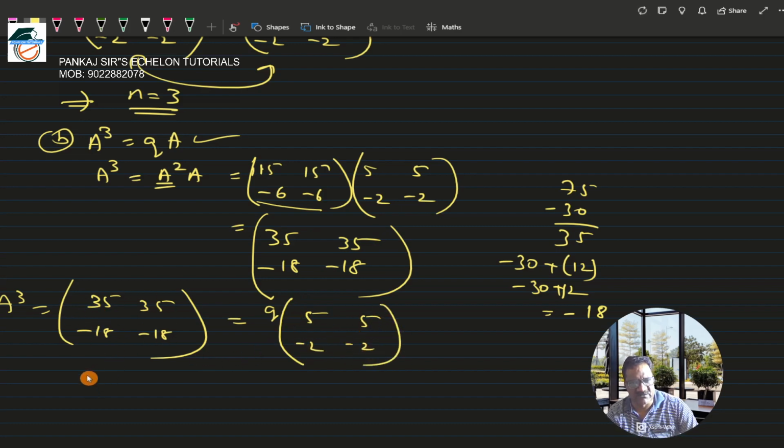Now from this 35, 35, I'll keep 5 as it is, so it will be 7 into 5. This will also be 7 into 5. There is something wrong over here. A cube is equal to [35, 35; minus 18, minus 18] equal to q times A. And A is [5, 5; minus 2, minus 2].